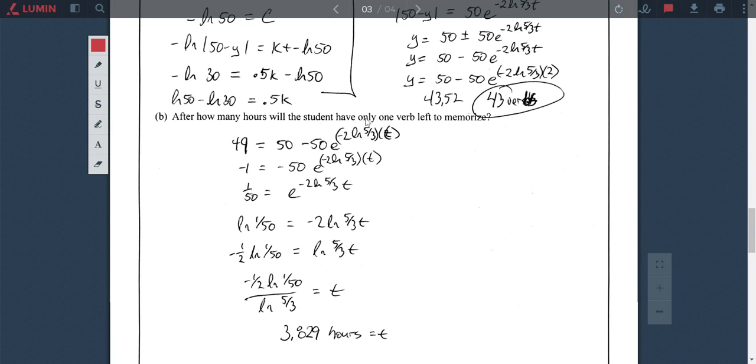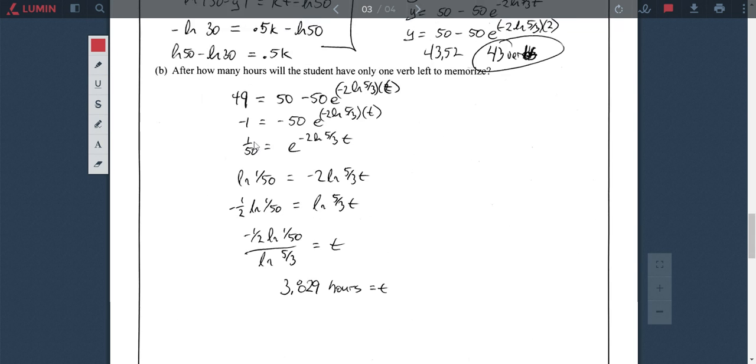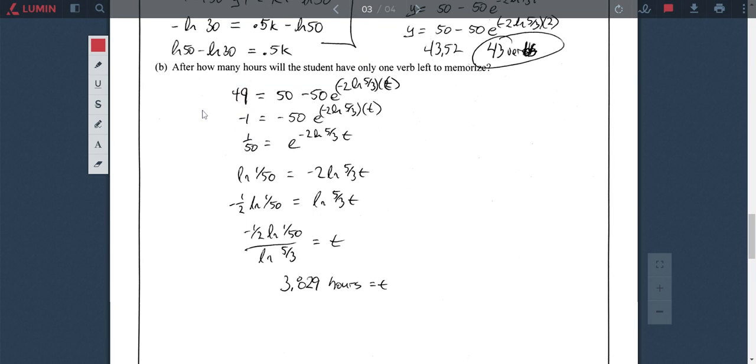Okay. After how many hours will the student only have 1 left to memorize? Remember that y represents the number of verbs memorized. So if there's only 1 left, then that means we memorized 49. So we plug in 49 and we solve for t.